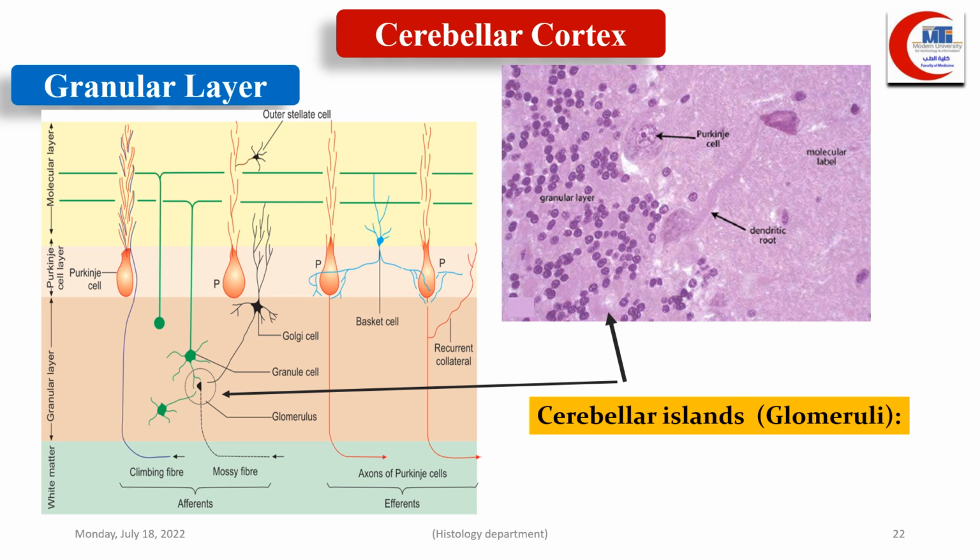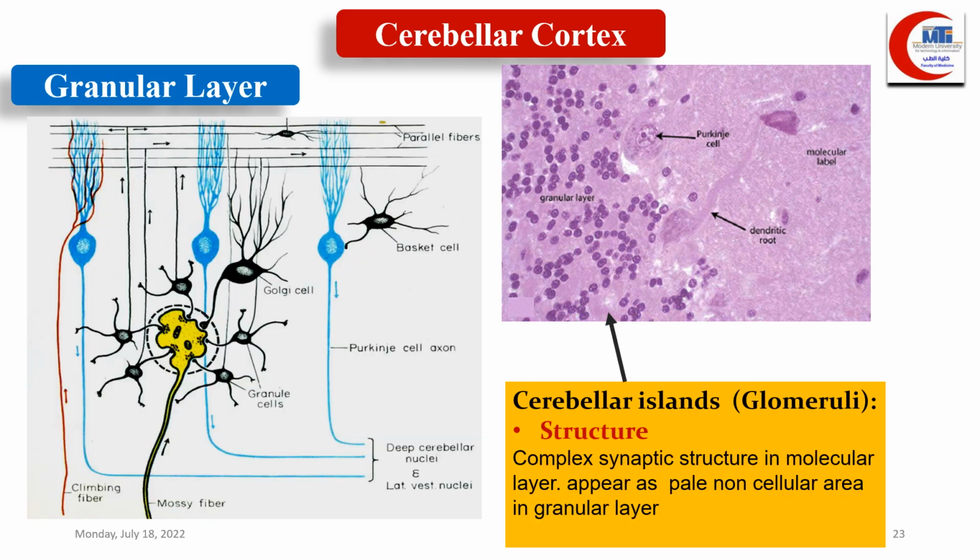Okay, here we will talk about a very important structure which is called the cerebellar island or cerebellar glomerulus. This structure is non-cellular. You must know that this is a non-cellular structure. Formed of what? Let's see. Cerebellar island, its other name is cerebellar glomeruli.